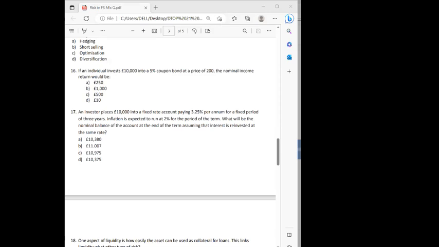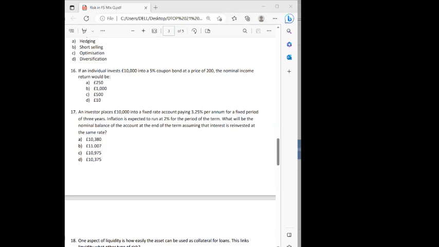Right. Question number 16. If an individual invests £10,000 into a 5% coupon bond at a price of 200, the nominal income return would be 250, 510. Not a difficult question. It's a very easy one. What is the answer? Read the question again.